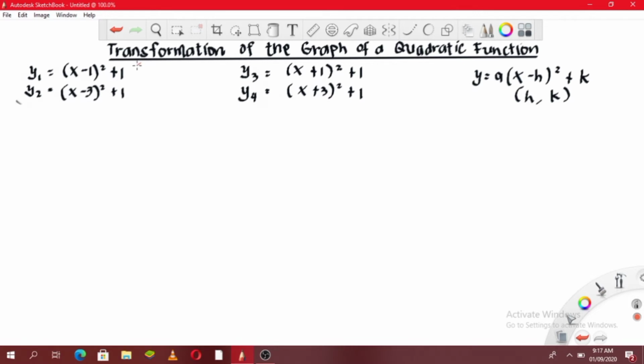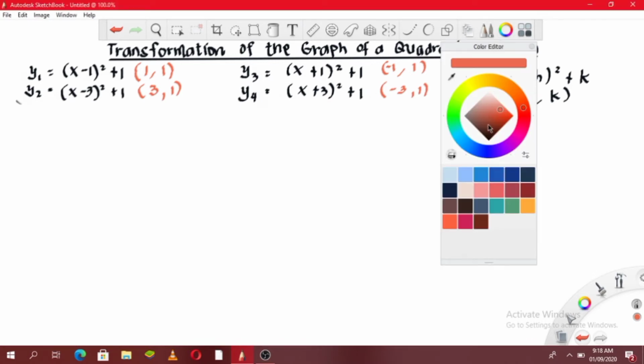So, in y sub 1, so h niya is, so since this is negative 1, so opposite ng sign niyan, h is 1, and k is 1. So, (1, 1) ang vertex. In second function, h is 3, and k is 1. Y sub 3, h is negative 1, and k is 1. So, opposite ng sign na to. And then, y sub 4 is negative 3 ang h, 1 ang k. So, itong mga to, yung kanilang vertices.